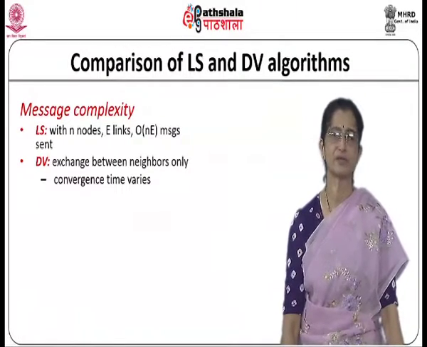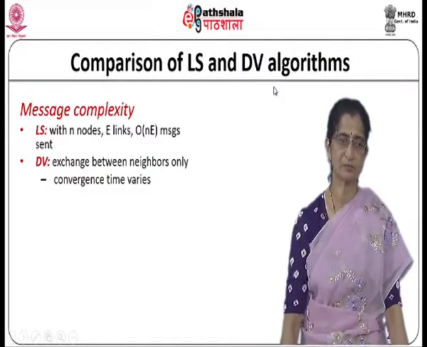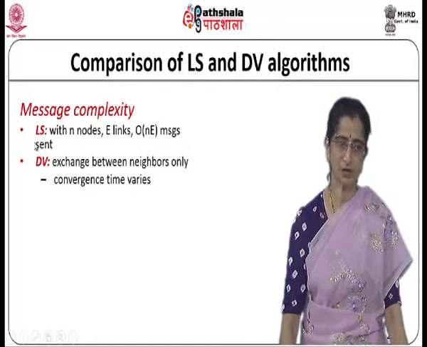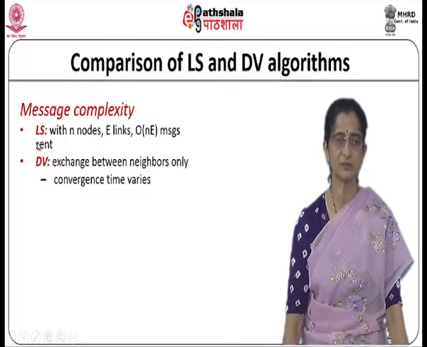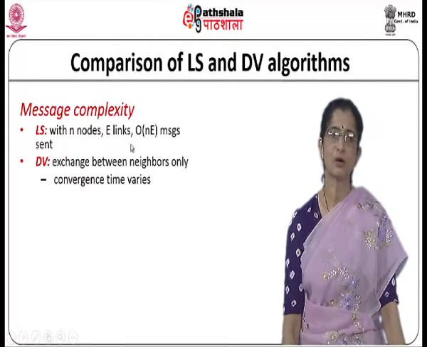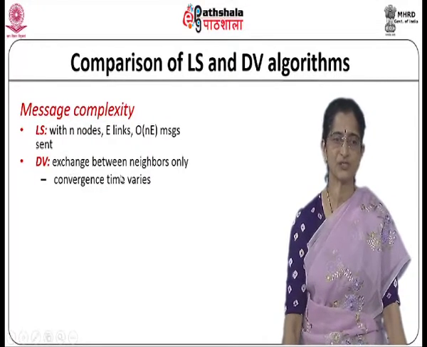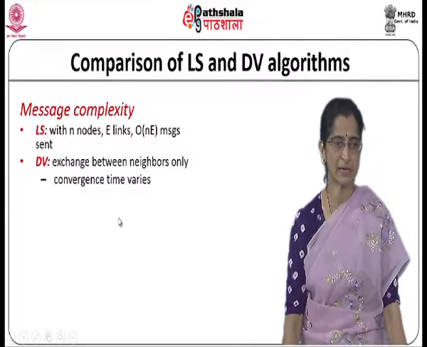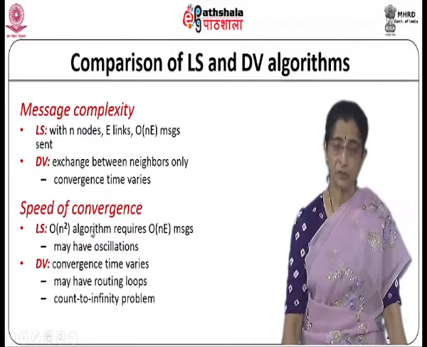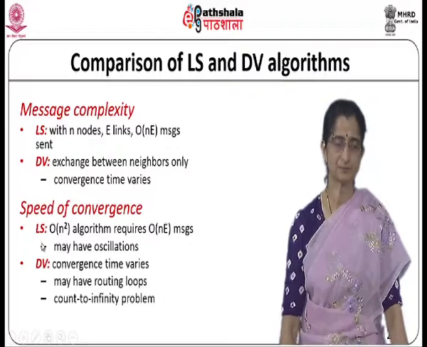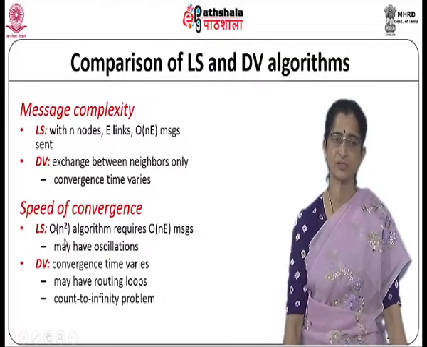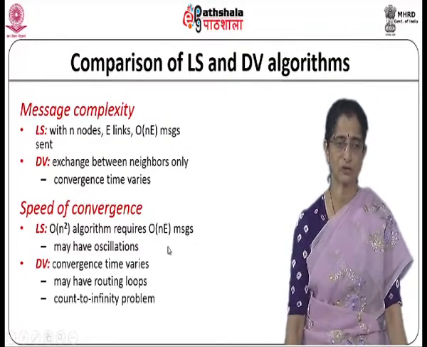Let us do a quick comparison of our link state algorithm and the distance vector algorithm. With respect to message complexity, in the link state algorithm with n nodes and e links, order of n e messages will have to be sent. In distance vector, remember we only exchange between neighbors, so the convergence time will vary in that case. If you look at the speed of convergence, the link state algorithm is an order of n squared algorithm, and it requires order of n e messages.